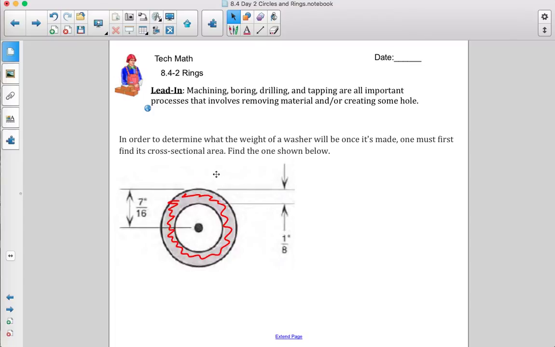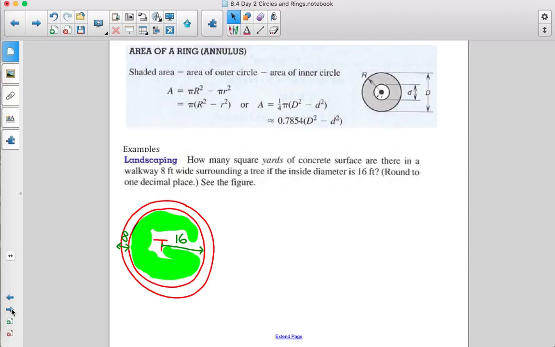So like I said, we use it when we're trying to find areas of washers. We'll come back to that question. The first thing that we're going to do is talk about a ring. It's actually not that difficult a concept, because if you understand how to find the area of a single circle, a ring is nothing more than punching out the middle. So if I wanted to find the area of a ring, all I need to do is find the area of the outer circle and subtract the area of the inner circle. I'm just punching out the middle part.